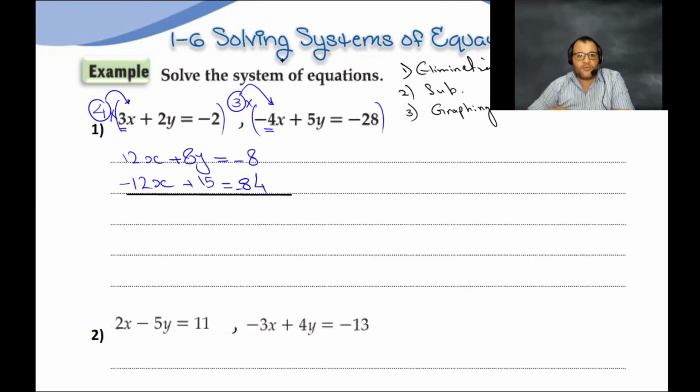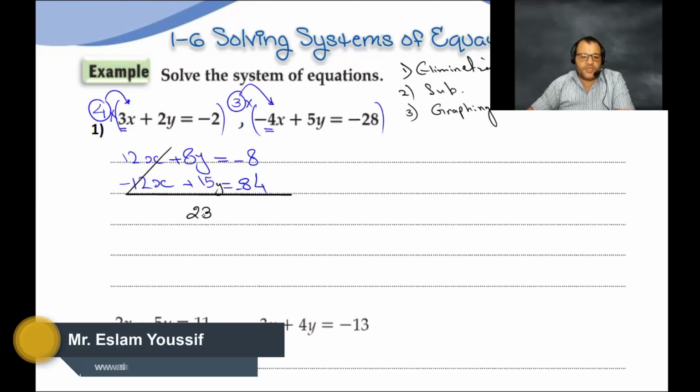We need to make the same coefficient. I'm explaining from the beginning now. We need to make the same coefficient for x. How can we make that? Because we have here the coefficient 3, multiply the second equation by 3. The coefficient here is negative 4, so multiply the first one by 4. Multiply all of the first equation by 4 and all of the second equation by 3. Then if you add them, 12x minus 12x is equal to 0, and 8y and 15y equals 23y.